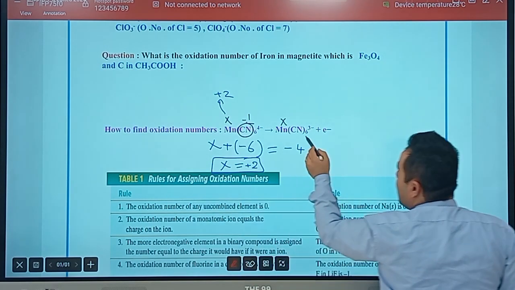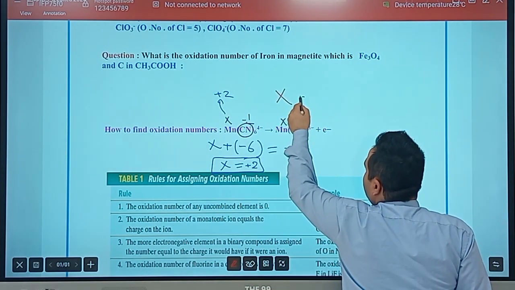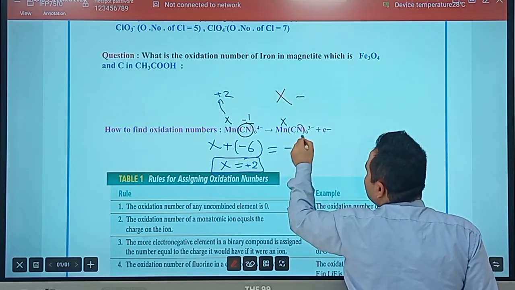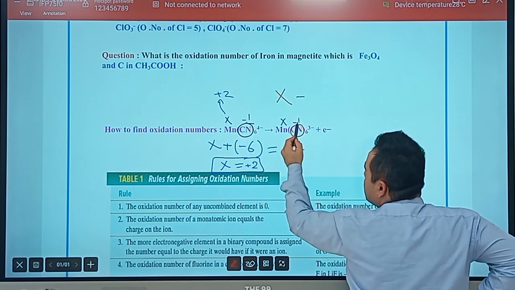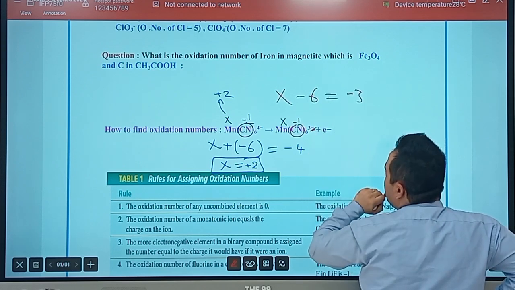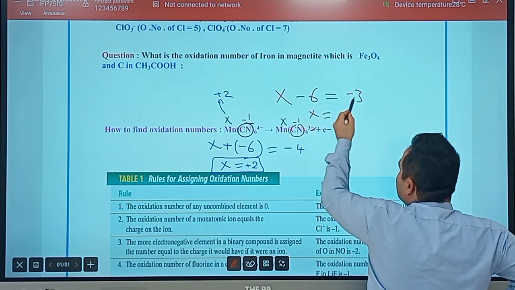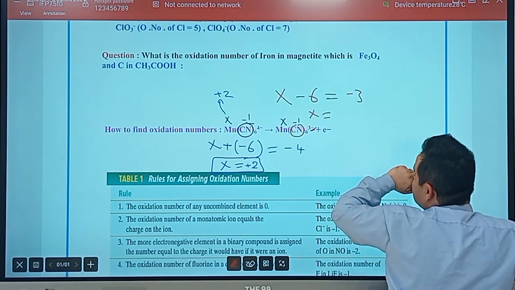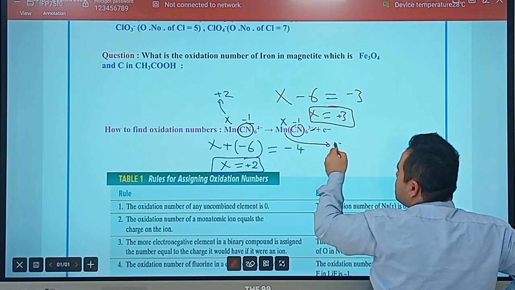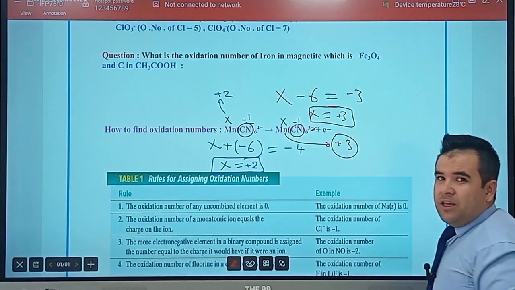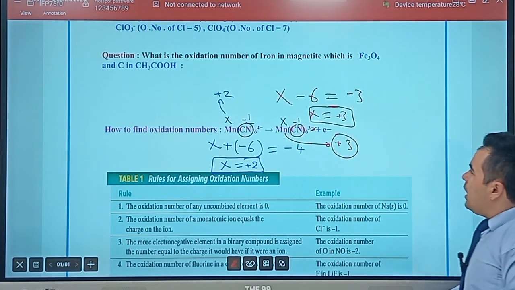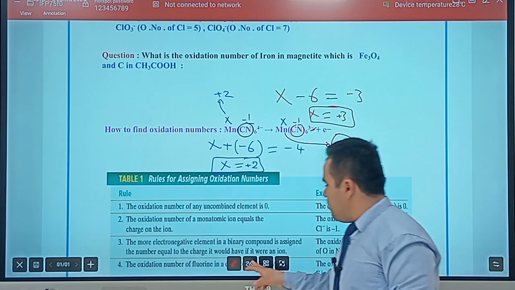How about on the product side, guys? What will be the oxidation number? X plus the cyanide. In this case, the oxidation number of cyanide is -1, the same as here. 6 multiplied by -1 is -6, equals -3, because the charge is -3. X -6 equals -3, so X is equal to +6 minus 3, which is positive 3. So the oxidation number of the Mn on the product side is positive 3. On the reactant side, positive 2. On the product side, positive 3. That's how we can calculate the oxidation numbers.